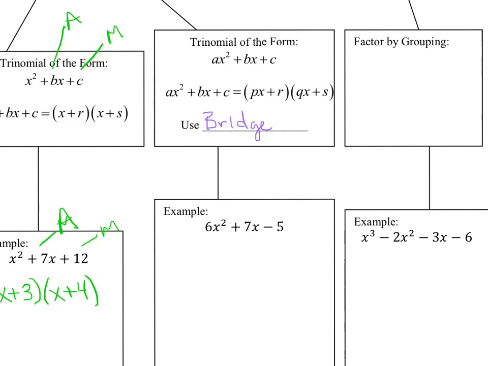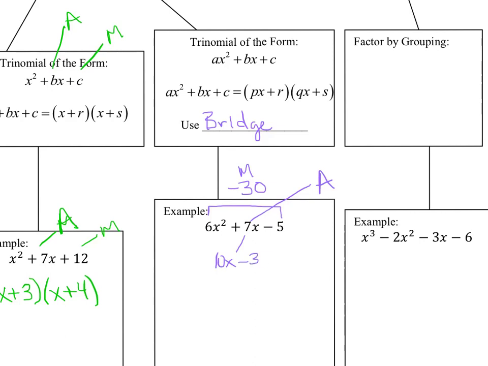The first thing we're going to do is take 6 times negative 5. So you multiply those two numbers, and I'm going to get negative 30. So you need two numbers that multiply to negative 30. Then you also need two numbers that are going to add to 7.